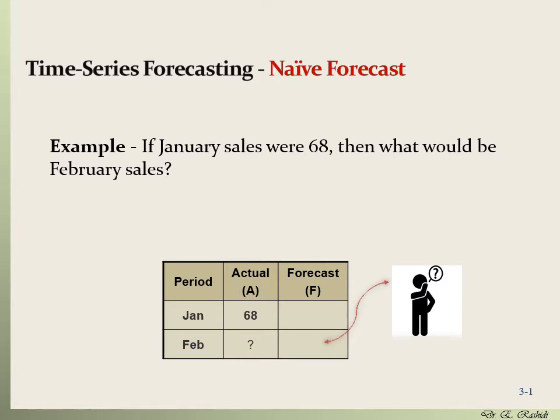So if you look at this table here, in the first column we have the periods, we have January and February. In the second column we have the actual data. We have 68 sales for January, and we don't know the sales for February, and that's what we want to make a forecast for. So what is the sale for February? Make a forecast.